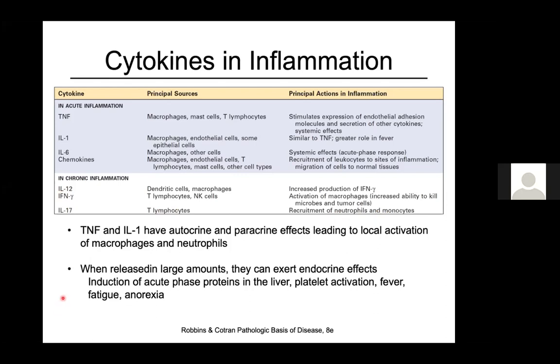So what happens in severe disease is that you get these cytokines, especially the TNF, interleukin-1 and interleukin-6, being produced in very large amounts, and that is where they exert the endocrine effect, and you get basically major systemic effects that make a patient very sick.